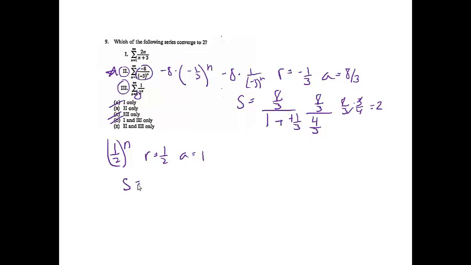So when I do my sum, it is going to be 1 over 1 minus 1/2, which will give me 1 divided by 1/2, which does equal 2. So this sum also converges to 2. So 2 and 3 would be my answer.